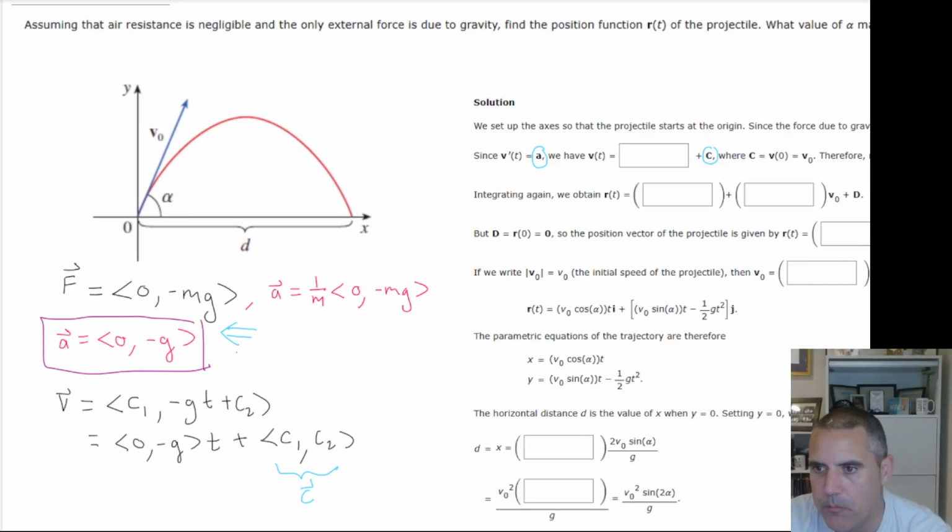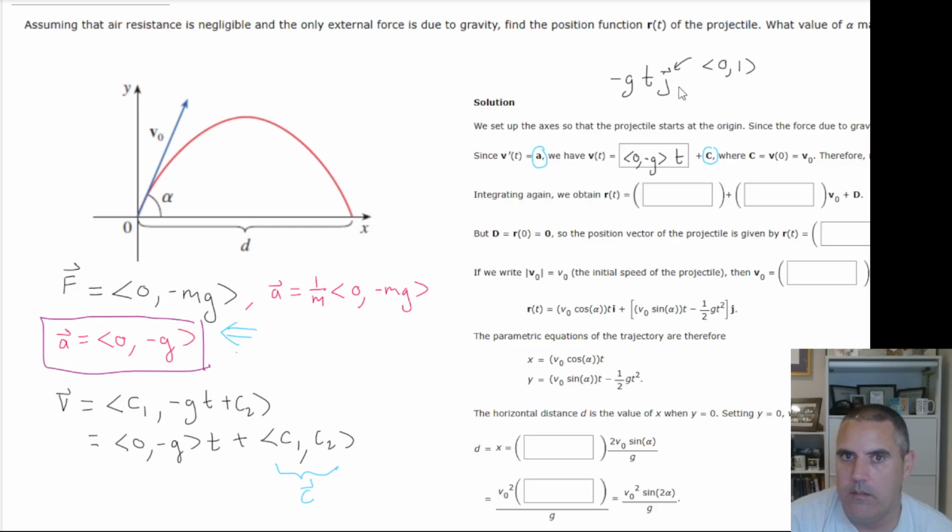Apologies. Here we go. So they're calling that C, which means in this place, you're going to type in 0, negative gt. And you can put the t inside or outside. That's what I would type. I suspect in their solutions, they're going to write negative gt times j. But j is just a fancy way to write 0, 1. So that's still the same thing. So this or this. So that's what I'm going to type in. In a moment, I'll go look.